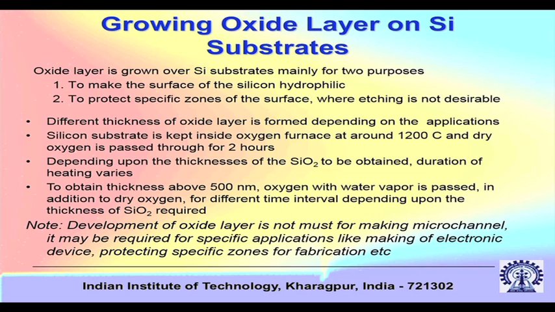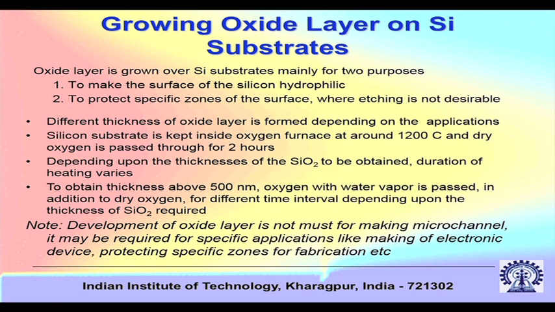There are different thicknesses of oxide layers that are formed, and typically the protocol is that the silicon substrate is kept in an oxygen furnace at around 1200 degrees centigrade and dry oxygen is passed through for around 2 hours. These figures are important for practicing engineers, and when you practice in the lab this may be important, but I can assure you that these numbers, 1200 degrees centigrade and 2 hours, will not be important so far as your exam related issues are concerned.